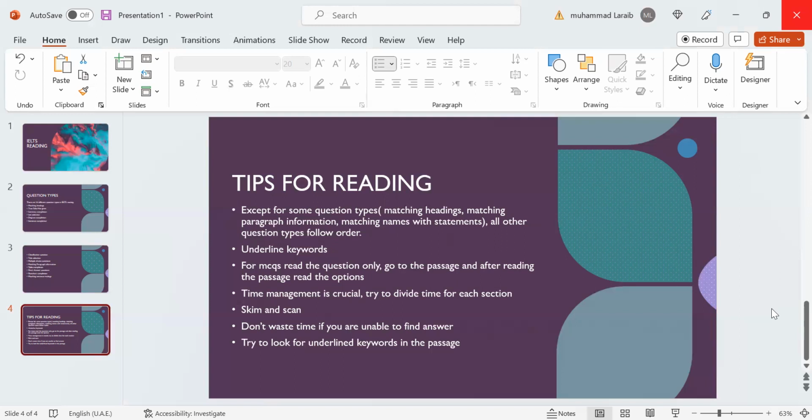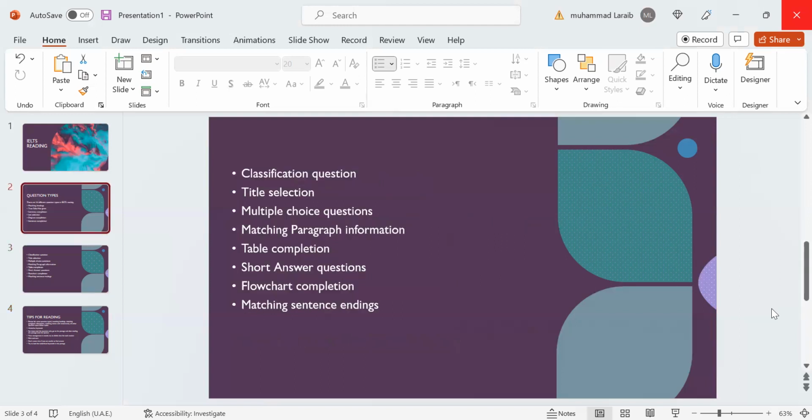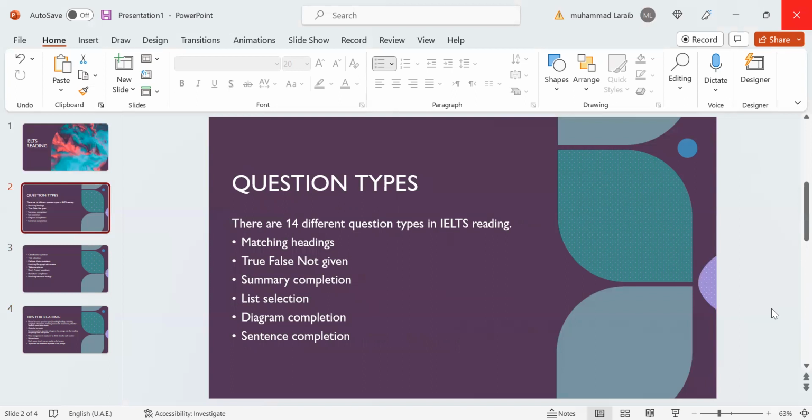The first tip is the most important tip: there are certain questions that follow order and there are certain questions that don't follow order. So you have to keep these things in your mind while solving the questions. Now, here are some question types that I'm going to discuss. For example, matching the headings. It is very important to read the headings before you go to the passage, so that you will be able to find the answer more quickly.